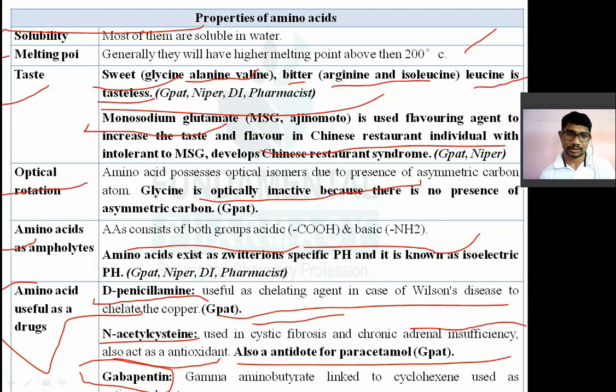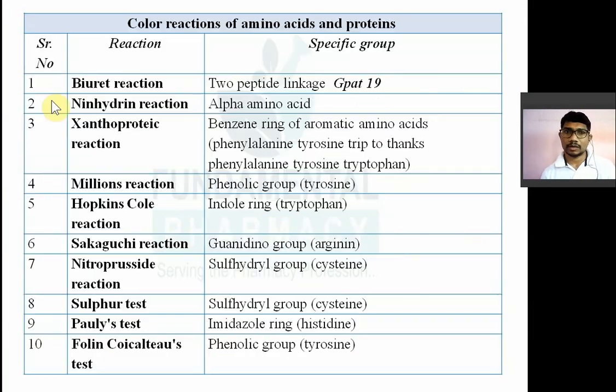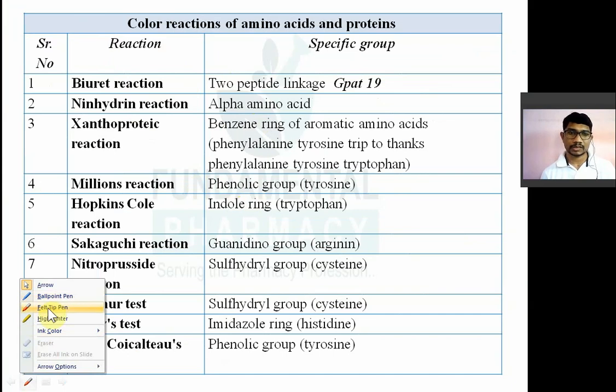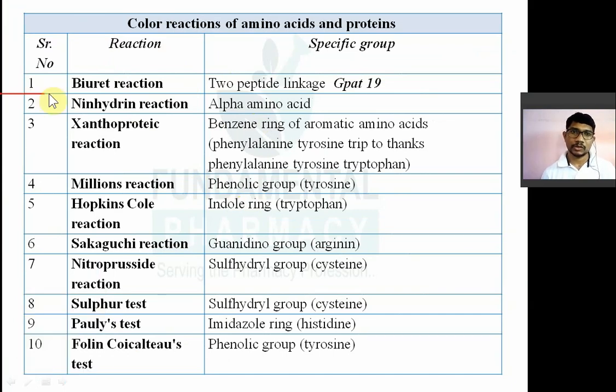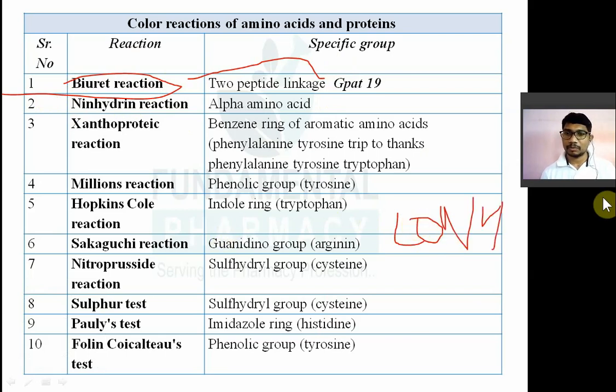So this reaction is given positive by two peptide linkages. What is a peptide linkage? CONH group. तो एक अमीनो एसिड जब दूसरे अमीनो एसिड के साथ में बॉन्ड फॉर्म करता है, CONH bond, that is known as a peptide bond. So this biuret reaction is given positive by two peptide linkages, means three amino acids. So if three amino acids are joined together, then only this test is given positive. इसके ऊपर GPAT 2019 में क्वेश्चन आया. So biuret test is given positive by peptides containing at least two peptide linkages.